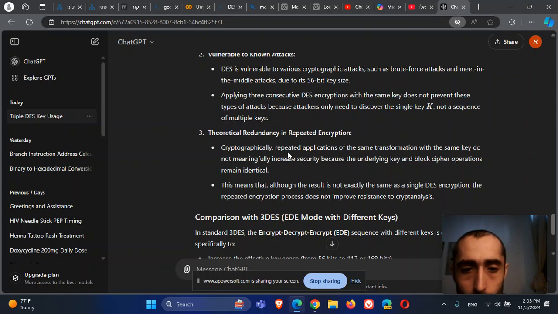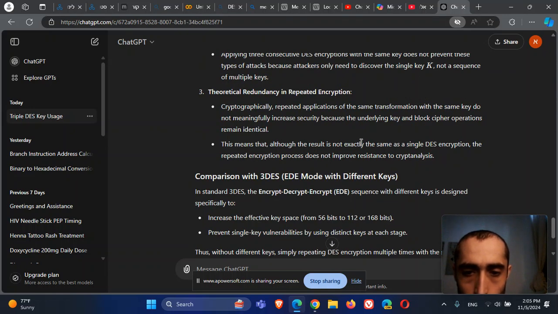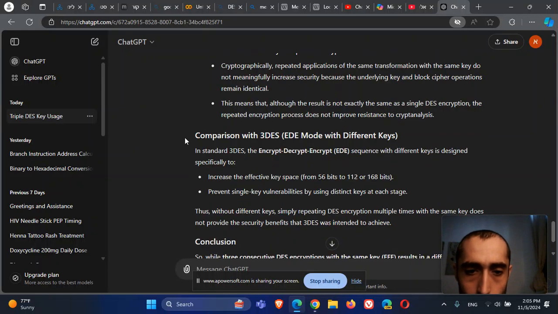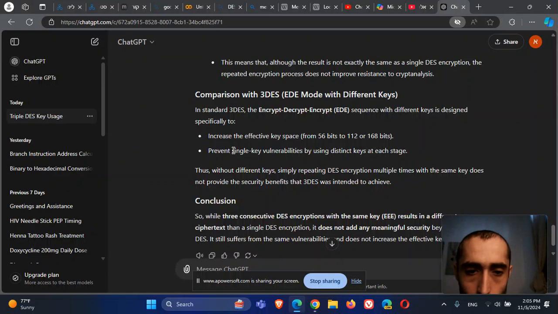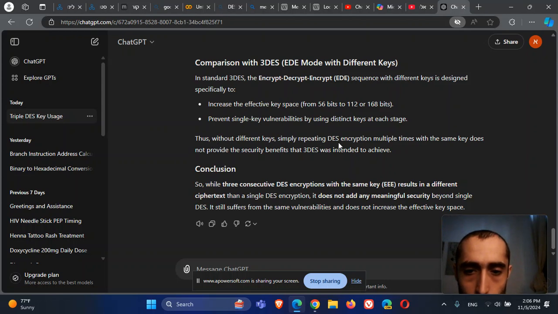Theoretical redundancy and repeated encryption. Repeated application of the same transformation with the same key does not meaningfully increase security because the underlying key and block cipher operation remain identical. This means that, although the result is not exactly the same as a single encryption, the repeated encryption process does not improve resistance to cryptanalysis. Standard encryption sequences with different keys are designed specifically to increase the effective key space, preventing key vulnerability by using different keys at each step. Thus, without different keys, simply repeating encryption multiple times with the same key does not provide the security benefit that was intended.